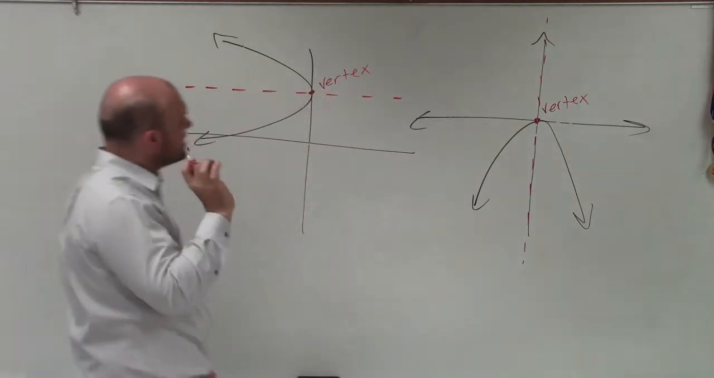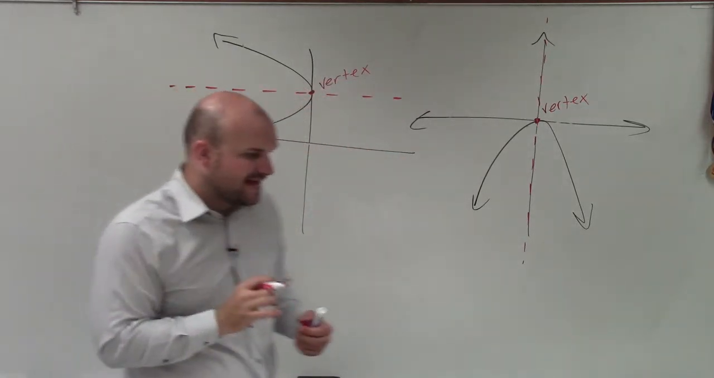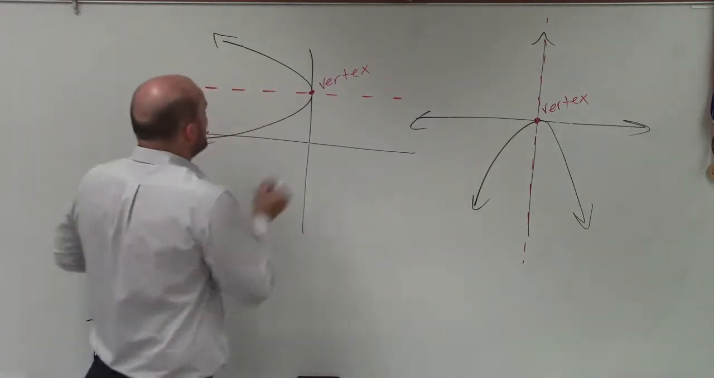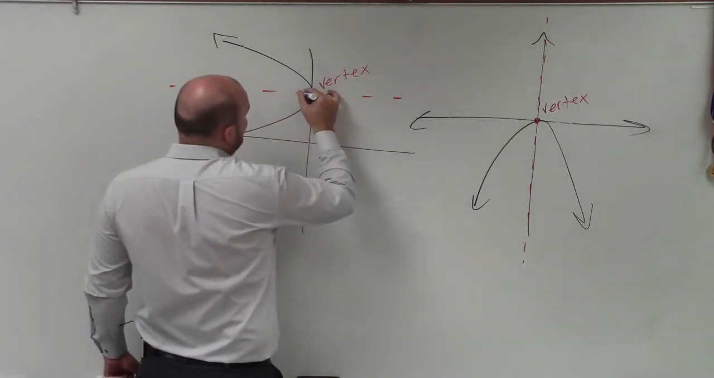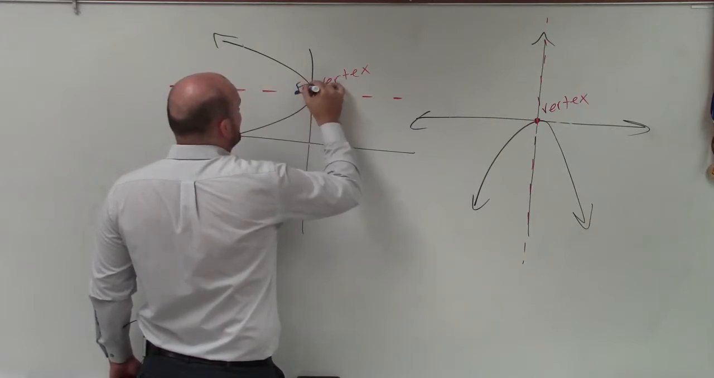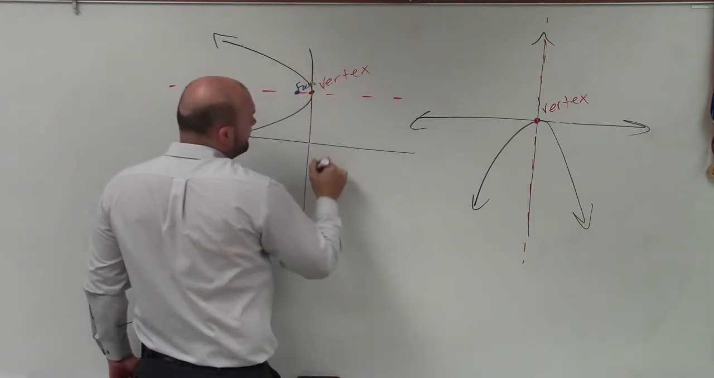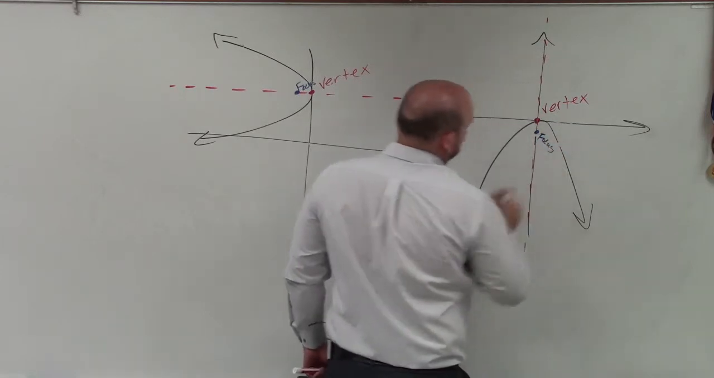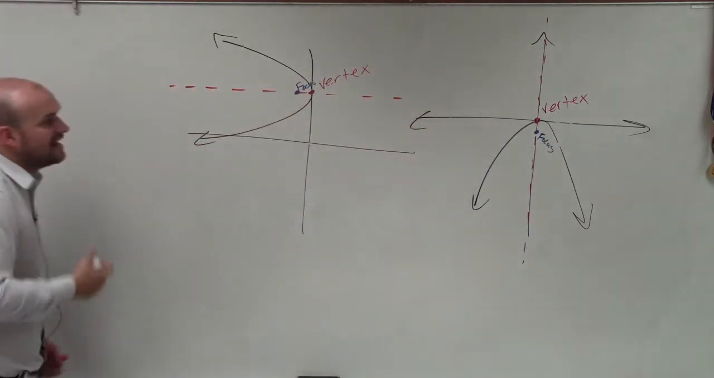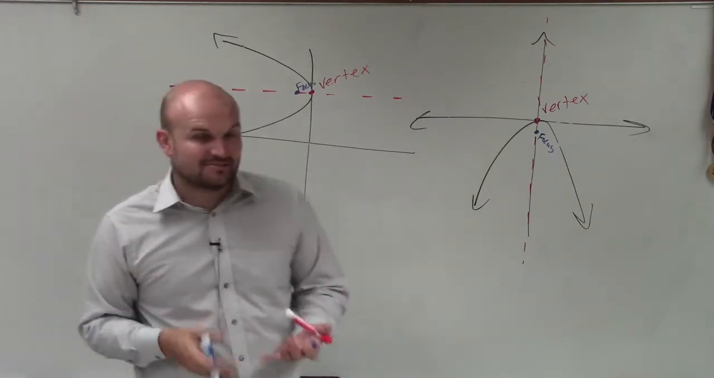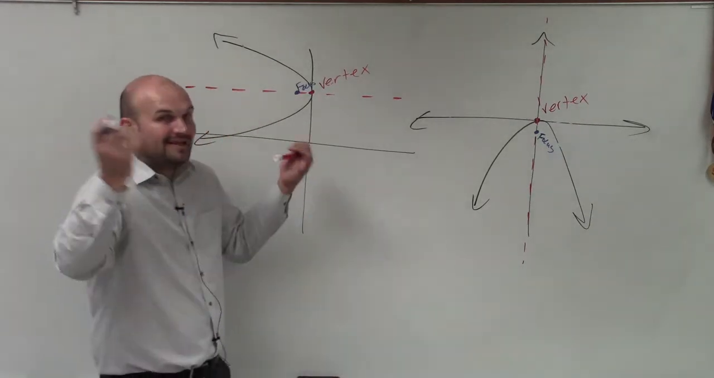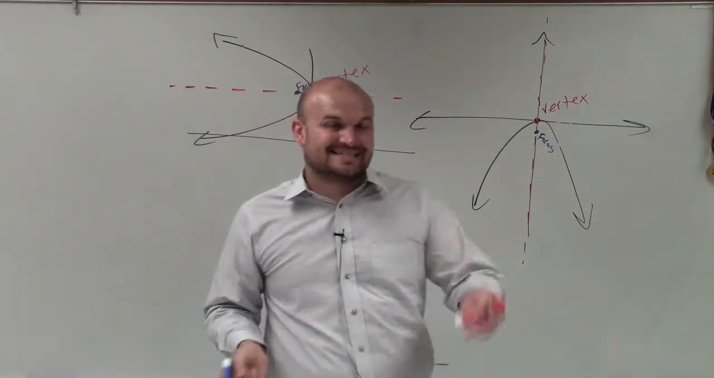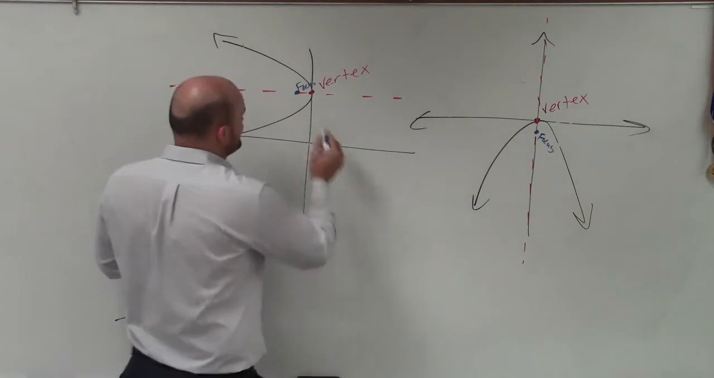All right? Now, what's also important is that not only does the axis of symmetry go through the vertex, but my focus is on the axis of symmetry as well. So therefore, my focus and my vertex are all on my axis of symmetry. So if I can determine the axis of symmetry, that's very, very important, right? And then the last thing to remember is that the directrix is perpendicular to my axis of symmetry.